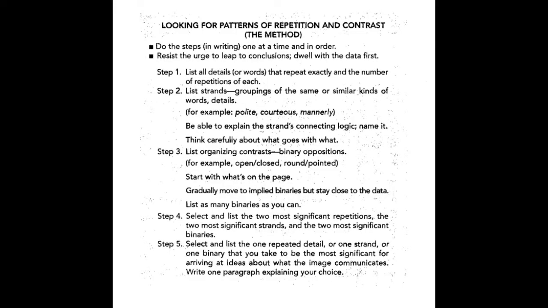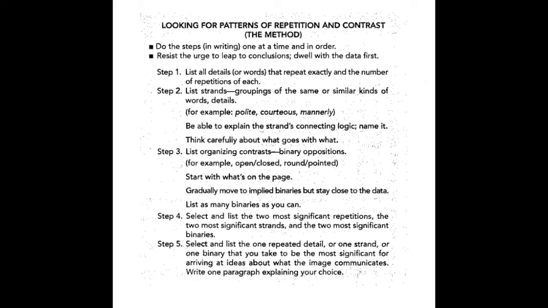Step 1, list all details or words that repeat exactly and the number of repetitions in each. Step 2, list strands, grouping of the same or similar kinds of words or details. For example, polite, courteous, mannerly. So words that might not be the exact same word, but they kind of mean the same thing. Synonyms. Be able to explain the strand's connecting logic. Name it. Think carefully about what goes with what. So the connective tissue between ideas.